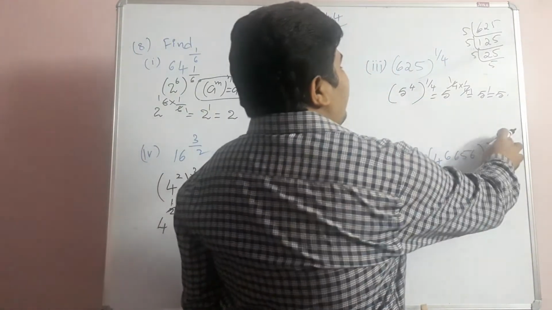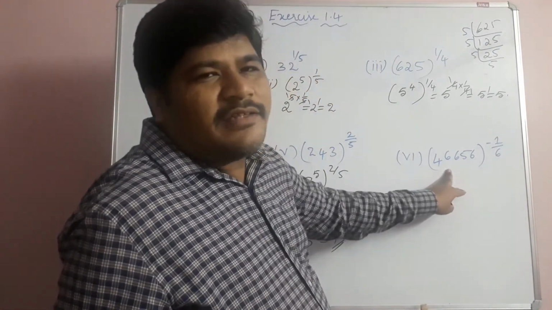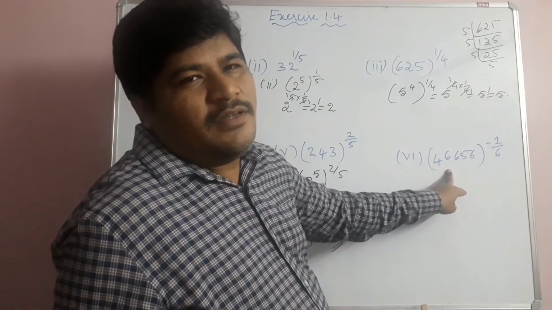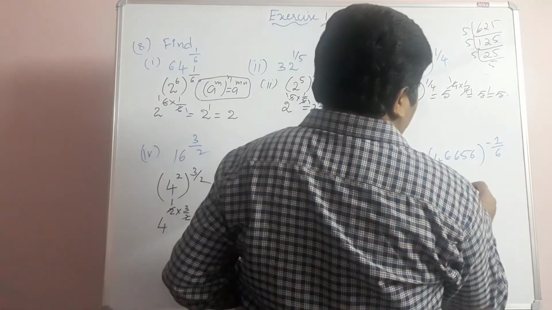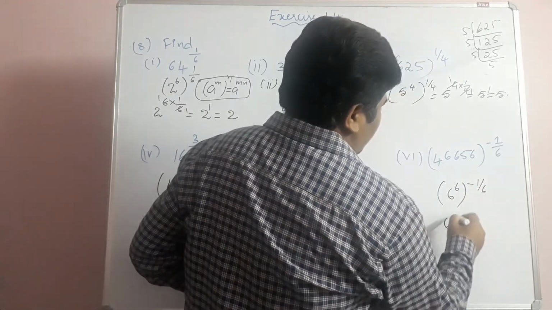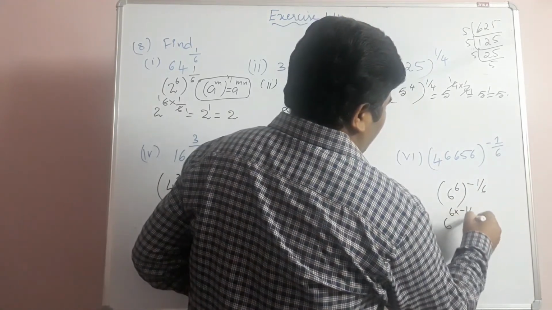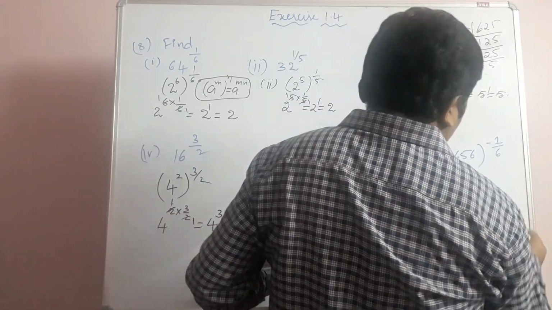46,656 to the power of negative 1 by 6 is there. Students, we can write it as 6 to the power of 6. So 6 to the power of 6 whole to the power of negative 1 by 6 can be written as 6 to the power of 6 into negative 1 by 6. 6 ones are 6, which gives you 6 to the power of minus 1.